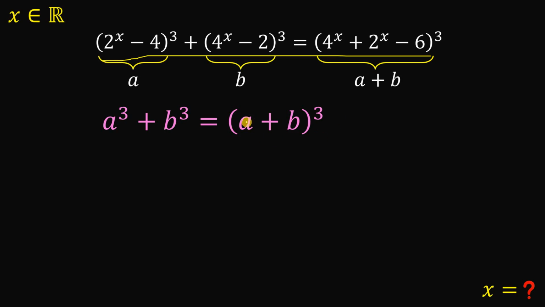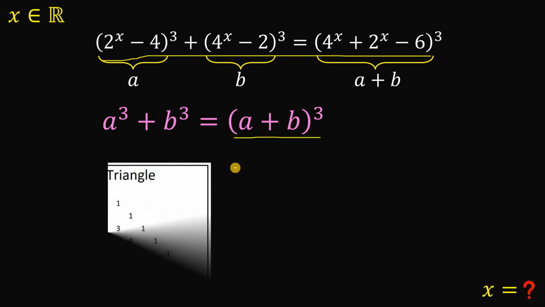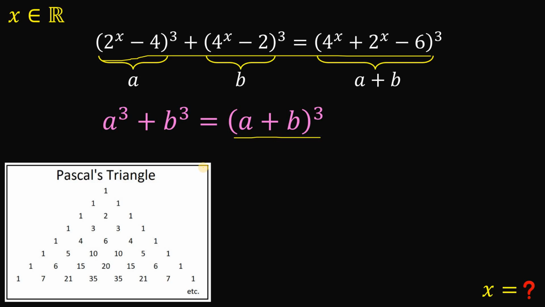And now, if we want to expand a plus b raised to the power of 3, we will use Pascal's triangle. In this Pascal's triangle, the first row says that a plus b raised to the power of 0 must be equal to 1. The second row says that a plus b raised to the power of 1 is a plus b, or simply the numerical coefficients are 1 and 1. The third row, a plus b raised to the power of 2, is a squared plus 2ab plus b squared, or simply the numerical coefficients are 1, 2, and 1.